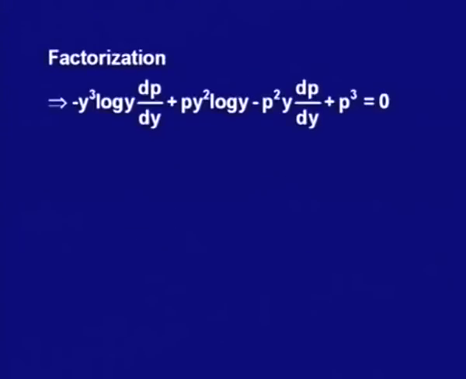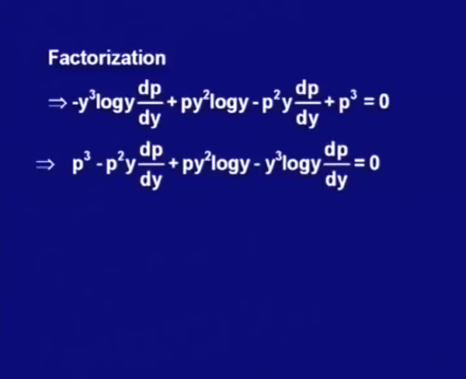Now, simplify it, what we do get? Minus y cube log y dp over dy plus p y square log y minus p square y dp over dy plus p cube is equal to 0. More simplification and factorization. So, we are rewriting it as p cube minus p square y dp over dy plus p square y log y minus y cube log y dp over dy is equal to 0.